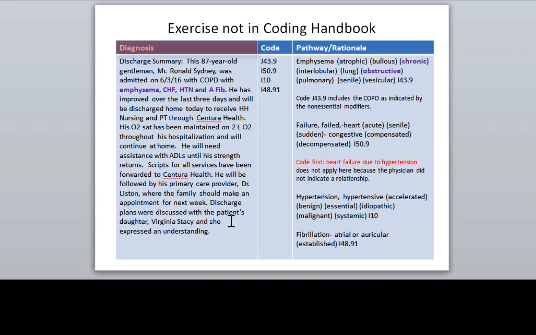He will be followed by his primary care provider, Dr. Liston, where the family should make an appointment for next week. Discharge plans were discussed with the patient's daughter, Virginia Stacy, and she expressed an understanding. This is very common, I wrote it, but it's very common to what you would see in a medical record when the physician is dictating a quick discharge summary prior to the patient going home.